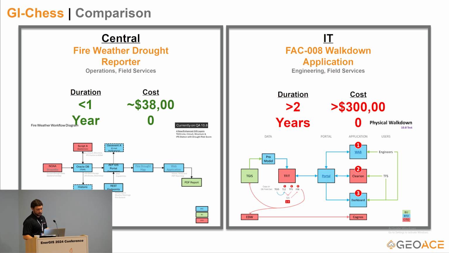So what does that result in? When we were in the Central team, we did that project in less than a year for right around $38,000. When I was in IT, they were still working on that project when I left in June. So we were two years into it, and we were over $300,000 on it. That's insane, and it happens all over the place, and it blows my mind that companies let this happen because it's such a waste of money.